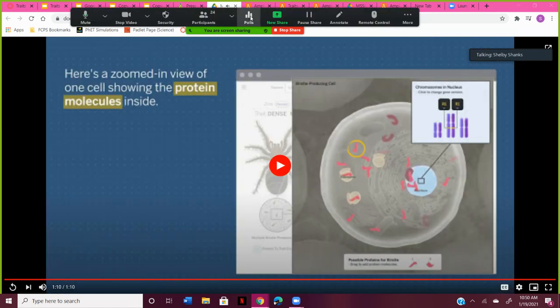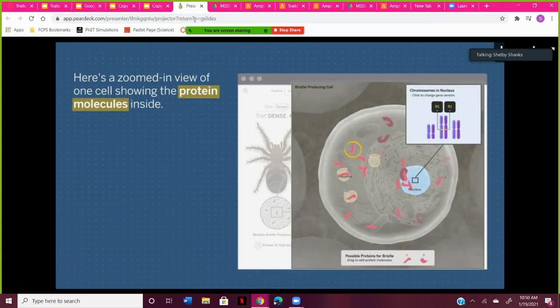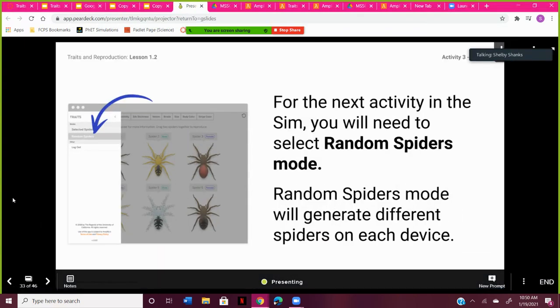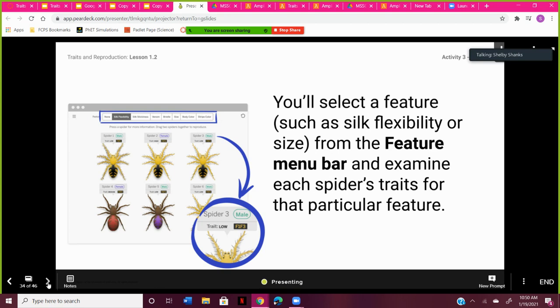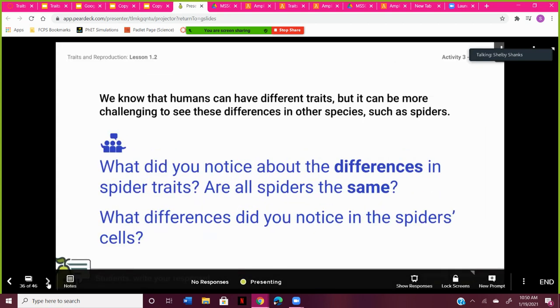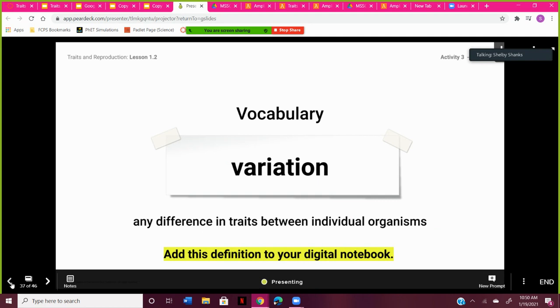All right, so that's kind of going over just a little bit about that simulation. I already went over it just a little, but I wanted to show you guys that video if you were confused at all. So we kind of went over the random one. We're going to skip through these, and we're going to add this vocab word.